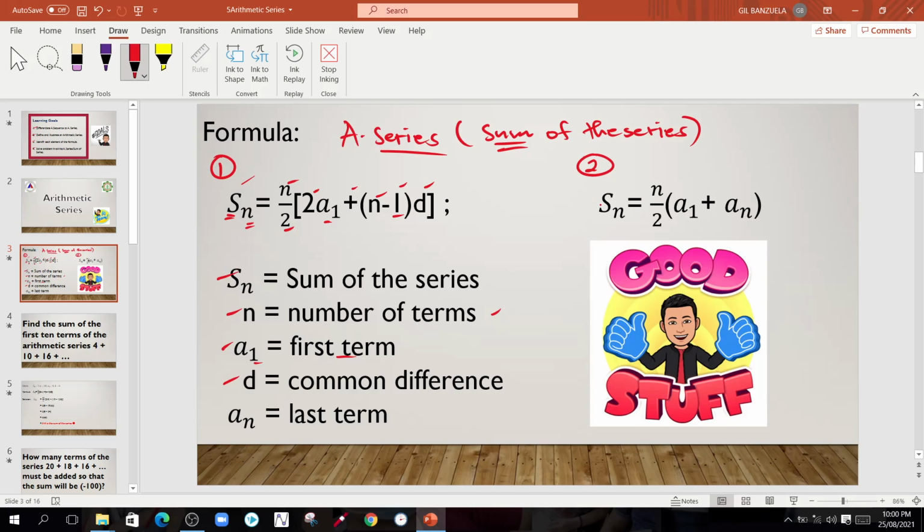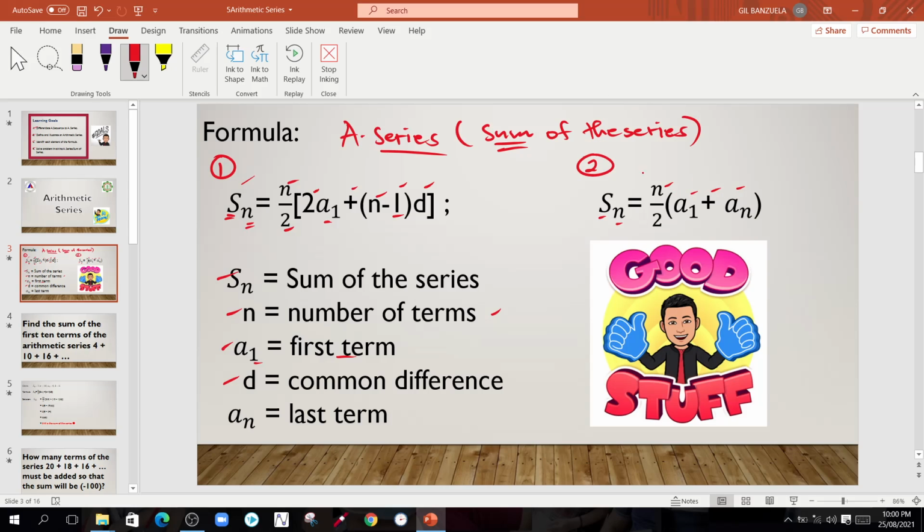So let's go to the second formula. Here, guys, again, the same: we use S as the sum of the entire series. Again, n here is still the number of terms. And if you notice, guys, this formula is shorter. What it asks of us is just the sum of the first term and the last term.